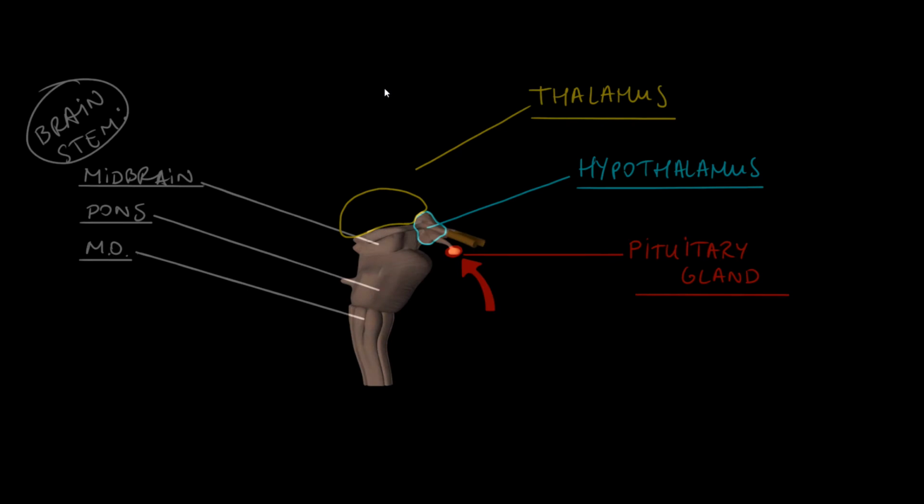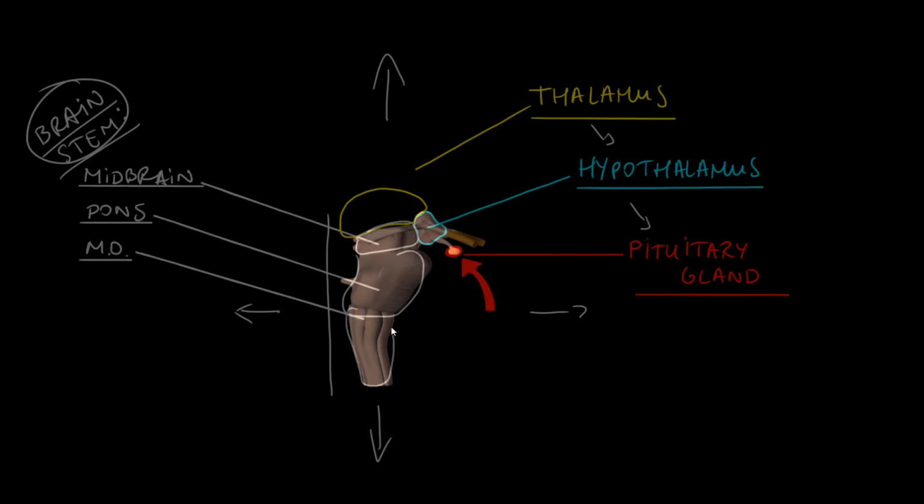Let's take a look at this one more time. Superior, inferior, anterior, posterior directions. The hypothalamus lies anterior and inferior to the thalamus, and the pituitary gland lies anterior and inferior to the hypothalamus. So they are all stacked on top of each other. These other structures shown here are all parts of the brainstem: midbrain, pons, and medulla oblongata.